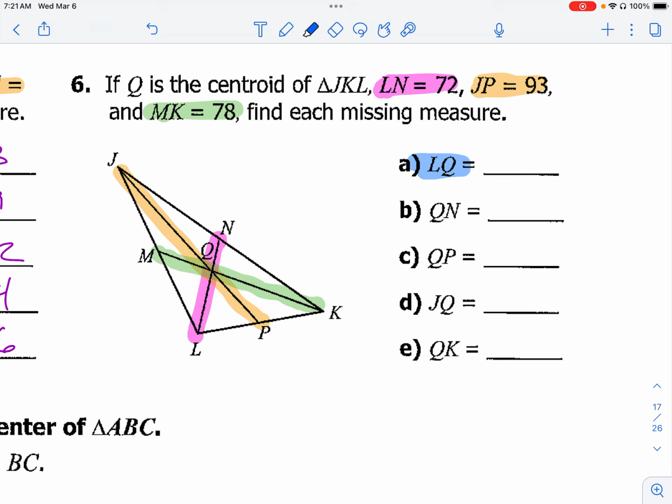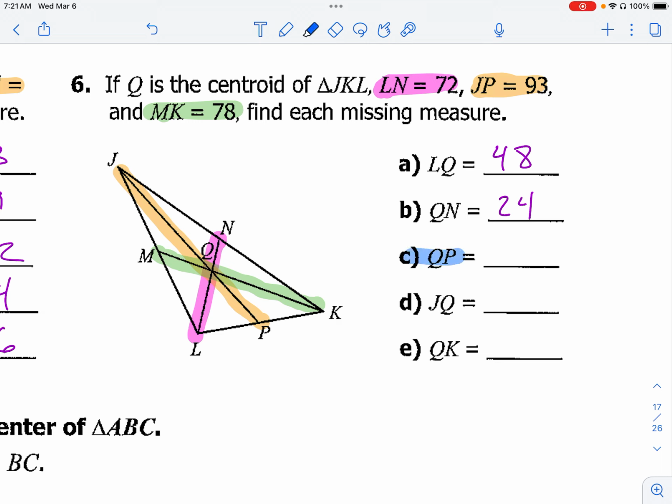So if we start with LQ, which is right here, we need 2/3 of LN. LN is 72. 1/3 of that is 24, so 2/3 of that is 48. QN is the 1/3 side. We know it's 24. 48 plus 24 is 72. We got that. We're good on that one.